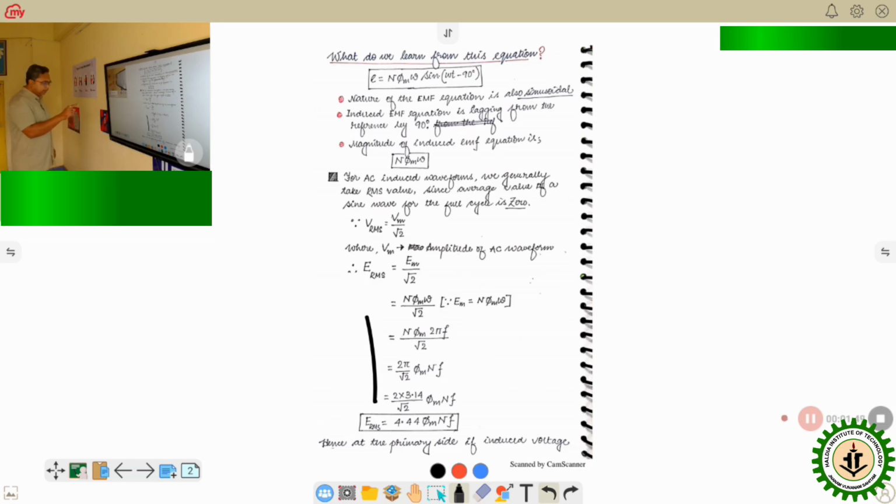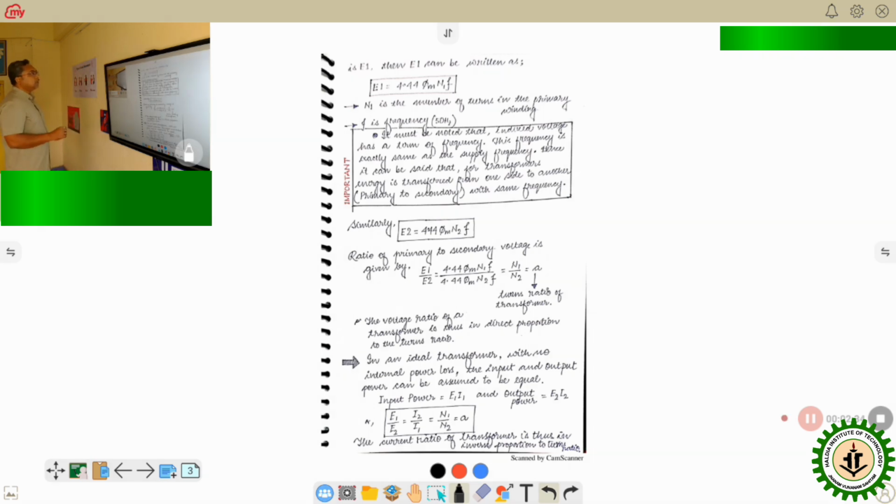So the EMF which is induced in the primary as well as in the secondary side is given by the equation 4.44 phi m f n, where phi m is the magnitude of the flux linking the primary and the secondary, n is the number of turns, and f is the frequency. Here we have to remember that when we were studying the operating principle of the transformer, we saw that the one thing which remains constant is frequency. So the frequency of the supply voltage and the induced voltage will be the same.